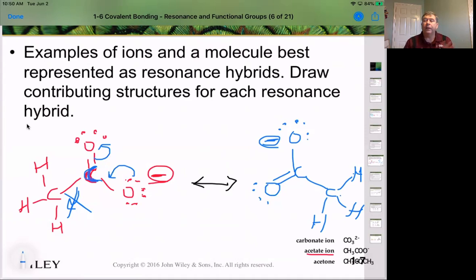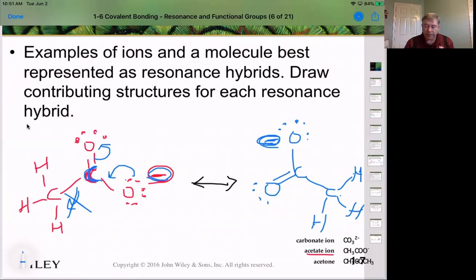Okay. Which of these is absolutely right? Neither one. The blending of the 2 together is the actual structure, meaning we have a partial negative charge on this side and a partial negative charge on this side, and somewhere in between is the true structure we actually can see and use in our chemistry, okay?